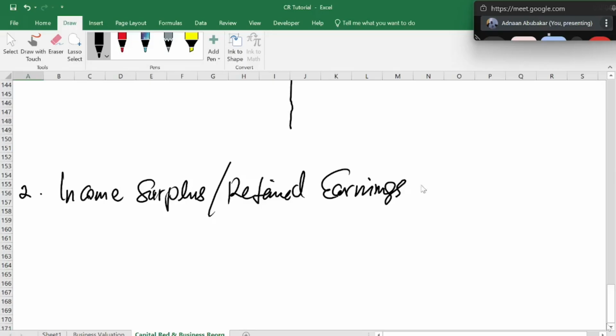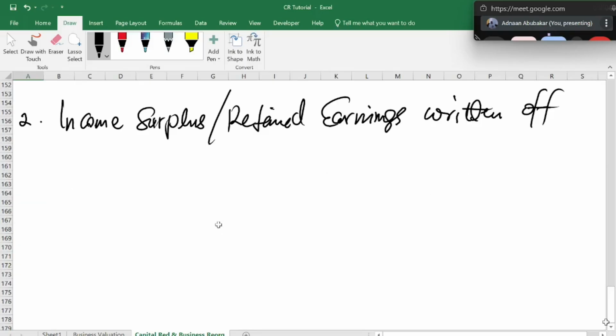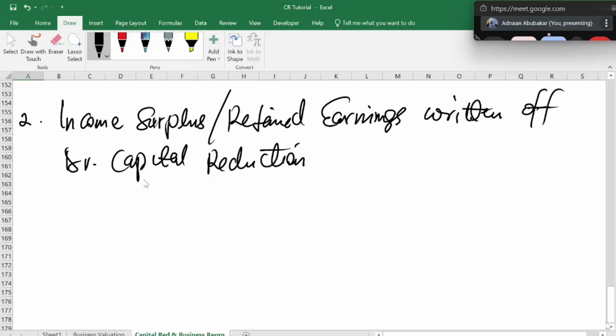Now, income surplus or retained earnings written off. What does it mean? Their ledger is what? Debit what? Capital reduction account. And then credit what? Income surplus.